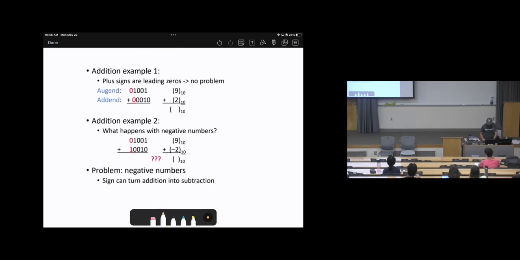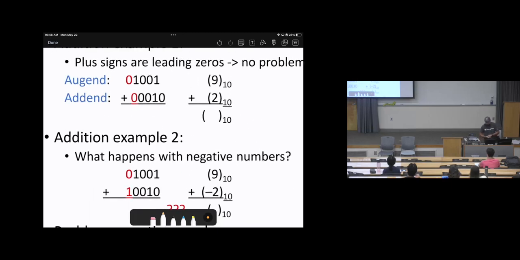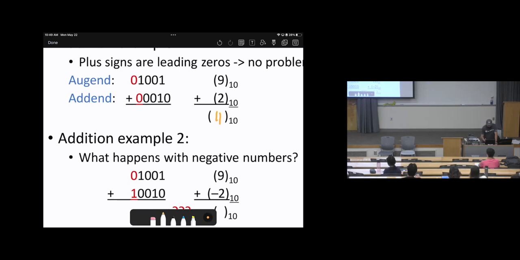Let's assume we need to make this addition, like 9 plus 2. 9 plus 2, as we know, is 11, right? How about we make this in binary? So here we have 1 plus 0, 1. 0 plus 1, 1. 0 plus 0, 0. 1 plus 0, 1. Then here remaining 0. 0, 1, 0, 1, 1.